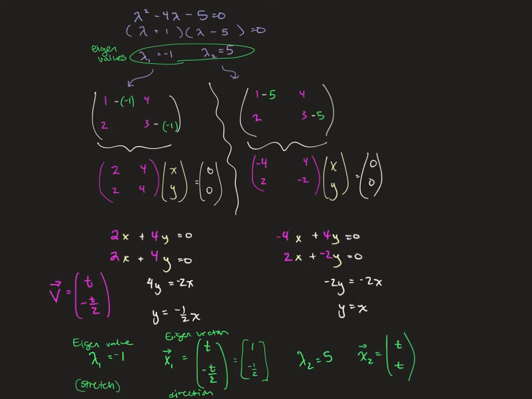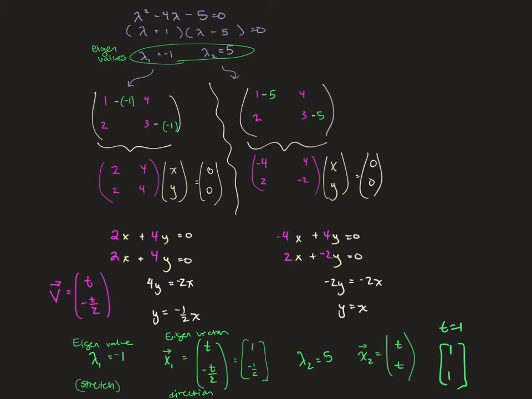All I did was, again, plug in 5 and get my new equation. This is like A times x equals 0. We got our equations and solved them. This time we got y equals x. So in this case, for lambda equal to 5, an eigenvalue of 5, we have the vector T over T, or probably most people would choose T equal to 1, and then they get the vector 1, 1.